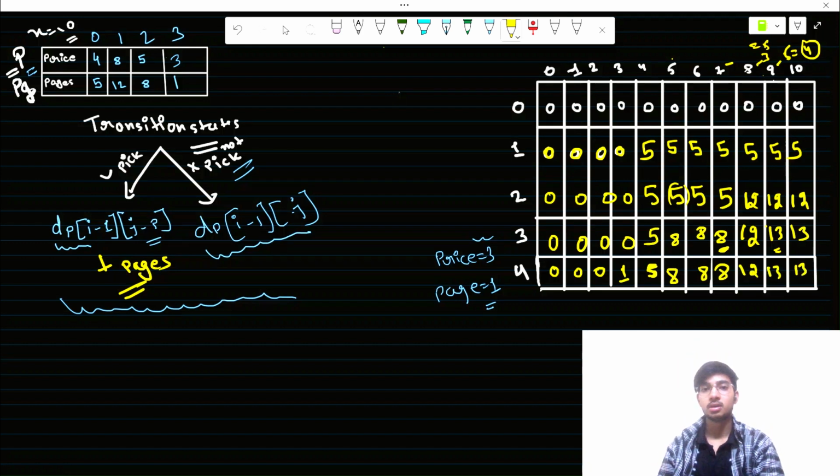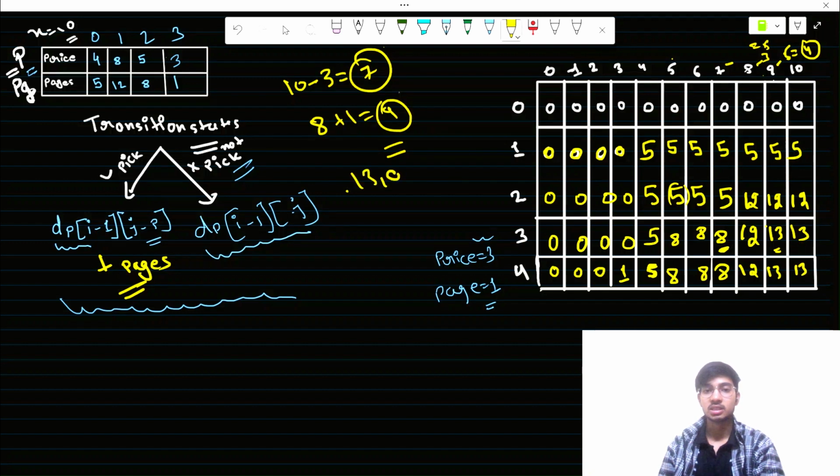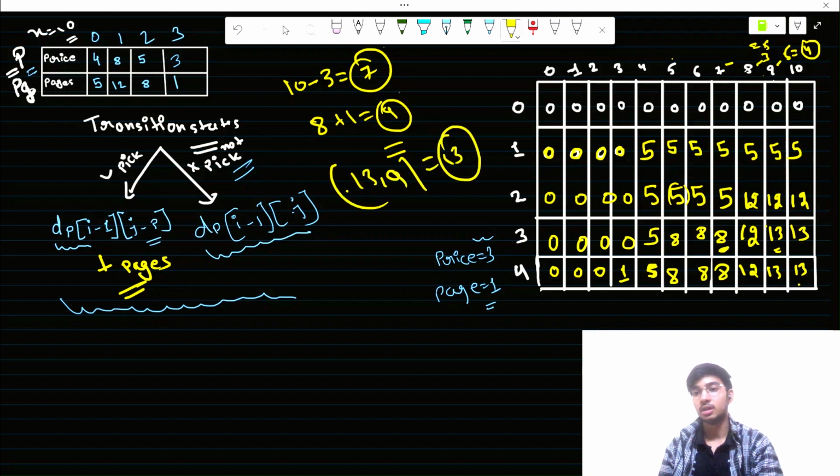Maximum is 13. Right? For 10, if you're going to pick, then you have to look at the 7. If you're left with the 7, for 7 the pages are 8. And if you picked it, you have to add one more page, that is 9. So 9 when you pick it. If you don't pick, the value is going to be 13. So 13 comma 9, maximum is 13. So you fill it with 13.